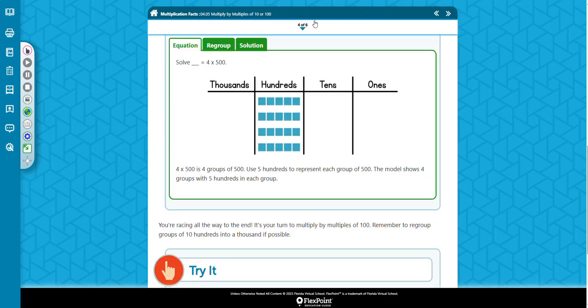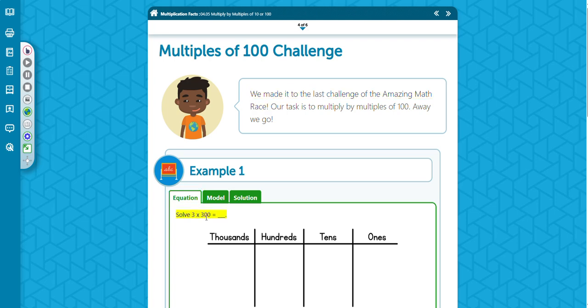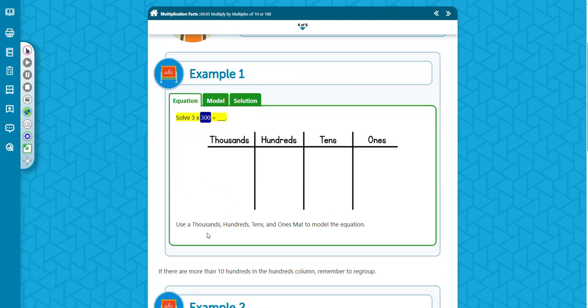Unlock your multiplication skills. We made it to the last one. Solve 3 x 300 equals blank. Use thousands, hundreds, tens, and ones math to model the equation.